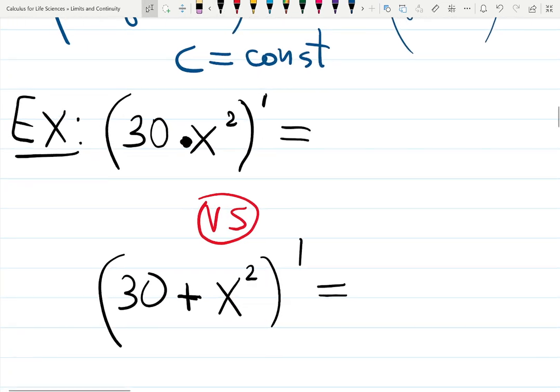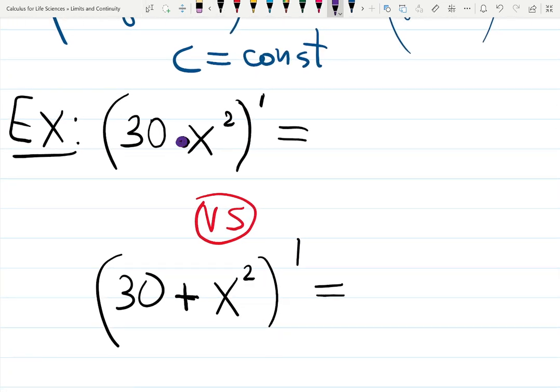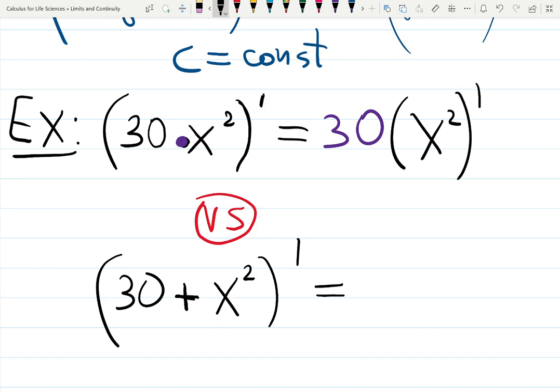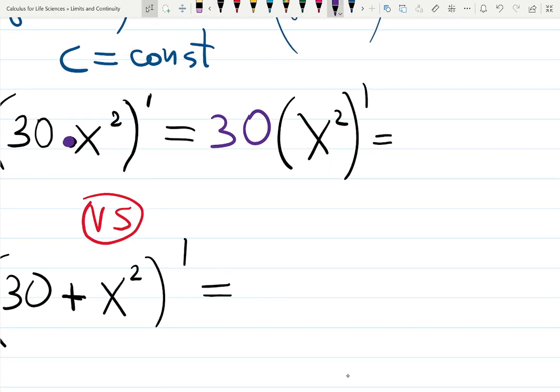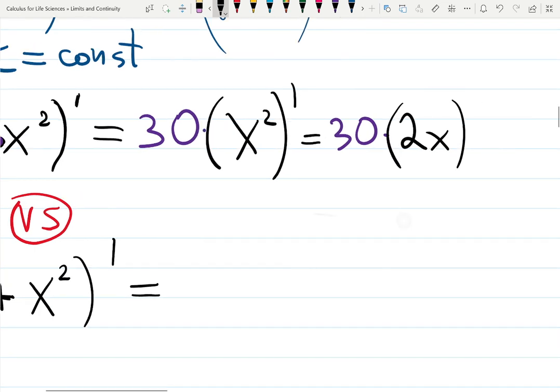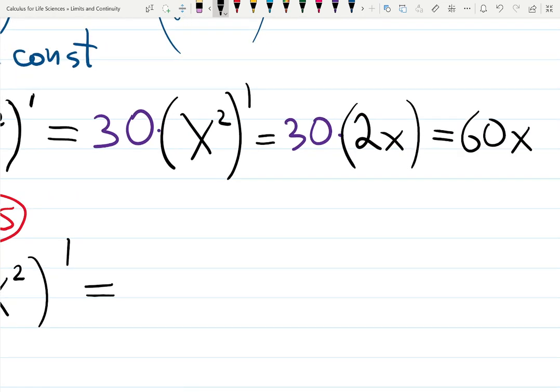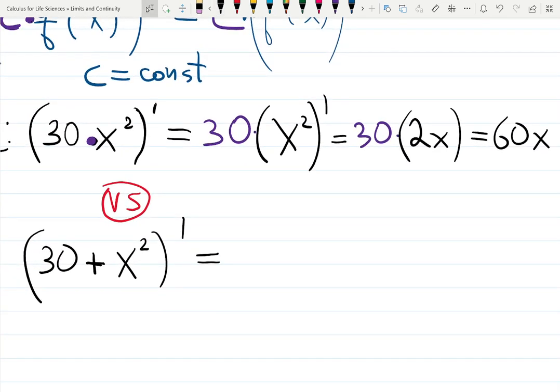The difference here is, if 30 is multiplied by x squared, it's a sticker glued to x squared. So I will keep it alive. I'm not going to kill it to 0. And then I will just differentiate x squared separately, x squared prime. That gives me 30 multiplied by the derivative of x squared. Do you all agree? It's 2x to the 1, right? So it's 2x. And you finally can simplify it to 60x. So see the difference: 30 is multiplied by x squared, so it's glued to it, so it has to survive, versus 30 is added to x squared.